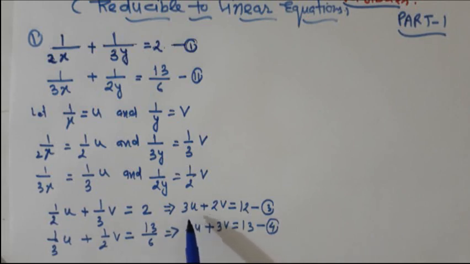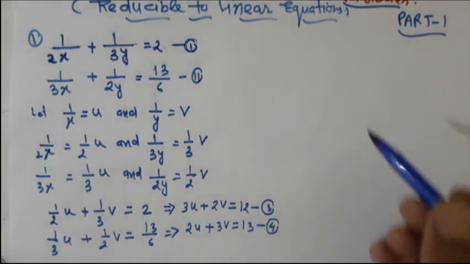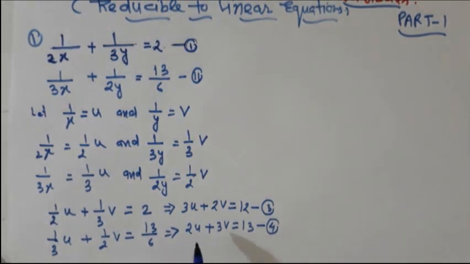The 6 comes when we multiply this whole equation by 2, and the other 6 comes when we multiply the whole equation by 3, then u and u will be cancelled. It is not necessary to cancel only u; we can cancel v as well. If we want to cancel v, this equation will be multiplied by 3 and this equation will be multiplied by 2, then 6 and 6, and v will be cancelled. So here I am going to cancel u.